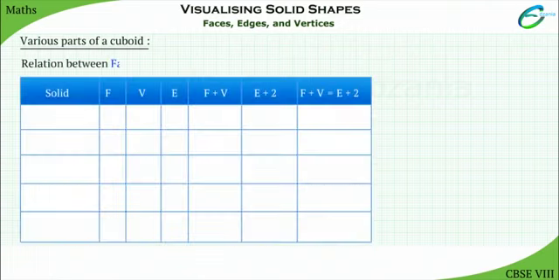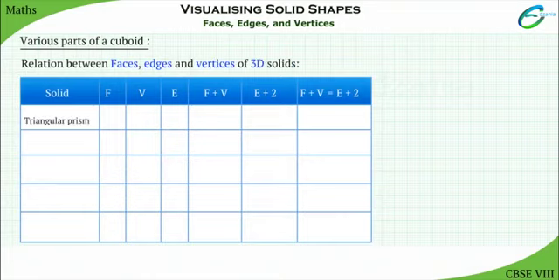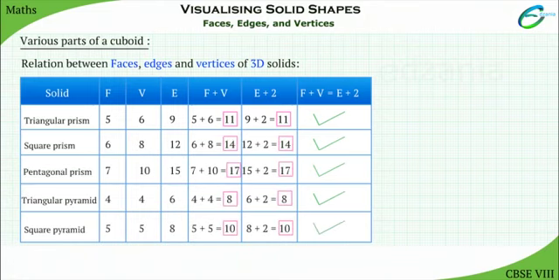Let us observe whether this relation is applicable to other 3D solids or not. In a triangular prism, the sum of the number of faces, 5, and the number of vertices, 6, equals 11. The sum of the number of edges, which is 9, and 2 equals 11. Hence, the relation between them is F plus V is equal to E plus 2. Similarly, for other solids also the relation will be applicable.